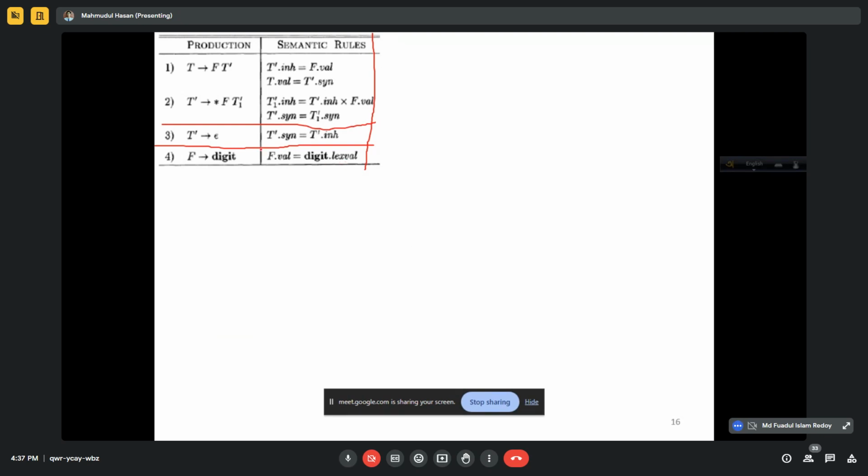Yes, okay, so this is another production. Now our goal is to draw an annotated parse tree for this input, and the input is 3 into 5. Then which production rule do we need to choose first?